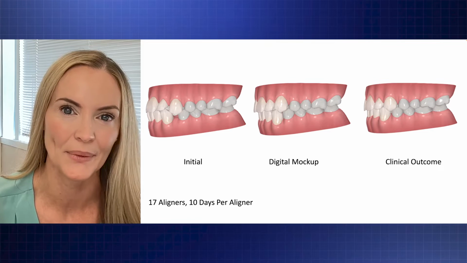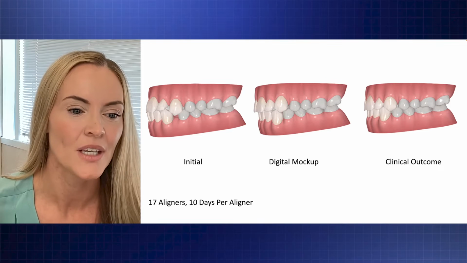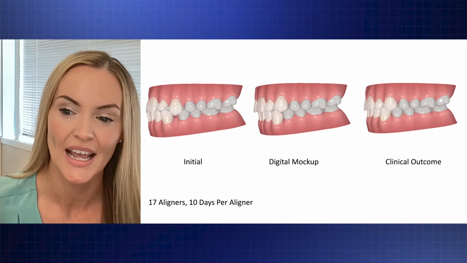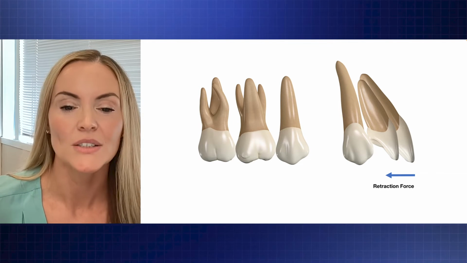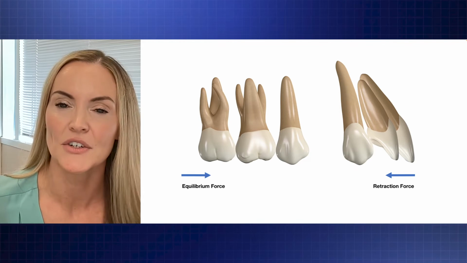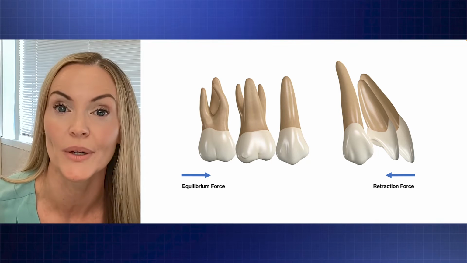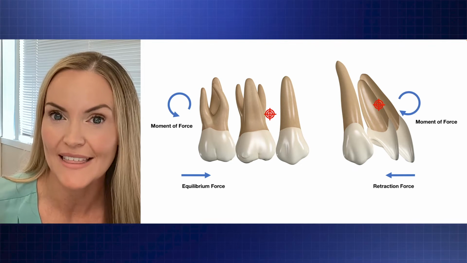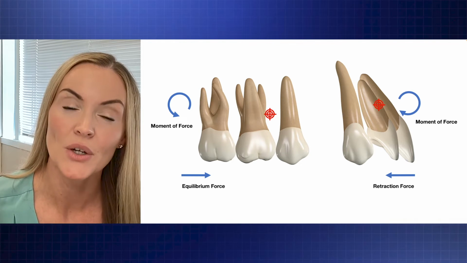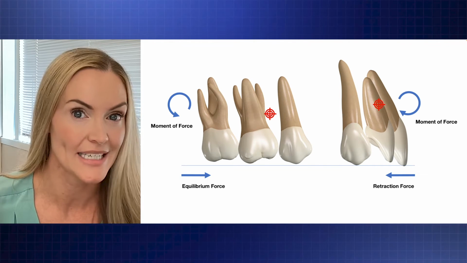Let me show you an example of a patient that I needed to consider what would happen as I retracted her incisors. So we have the initial, the digital mock-up with maintaining the posterior occlusion, and we have the clinical outcome. So some of the things that you'll need to think about is for every action, there is a reaction. So there's retraction of the incisors, and as a result, the molars are also feeling an equilibrium force. So while they are your anchorage teeth, they are still experiencing a force. There is a tendency to rotate. So if we don't place some sort of anchorage attachment on the posterior teeth, your posterior teeth may tip forward.